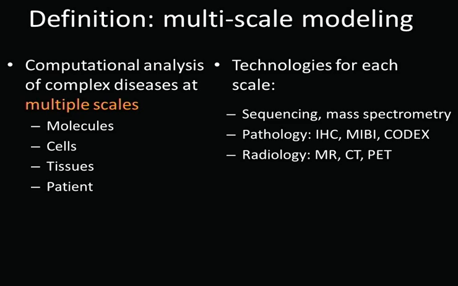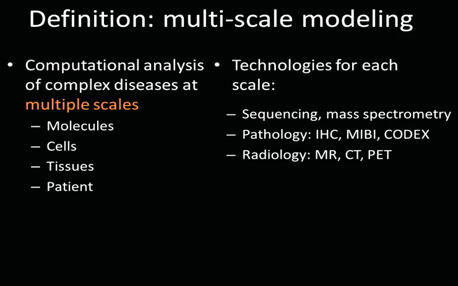So nowadays we are able to collect lots of different types of data on multiple scales, and computational analysis of complex diseases is now also possible at multiple scales because we can collect these data of molecules, cells, tissues, and patients. And this is possible thanks to technologies such as sequencing for molecular data, immunohistochemistry, and advances of pathology, and also medical images that are routinely available.